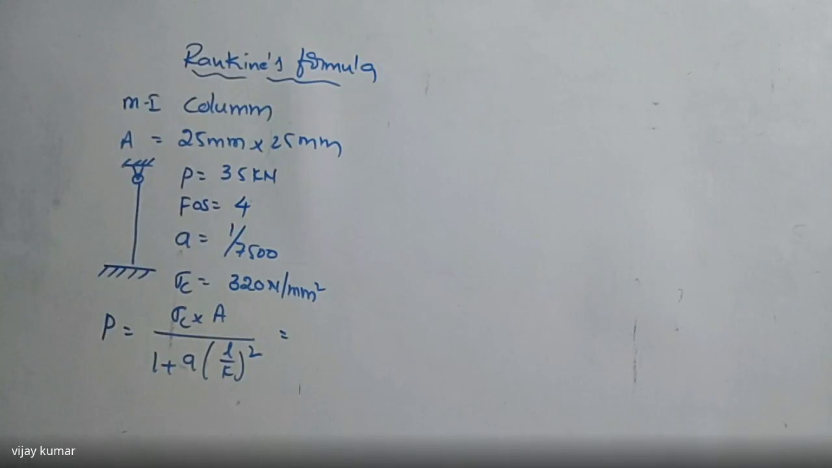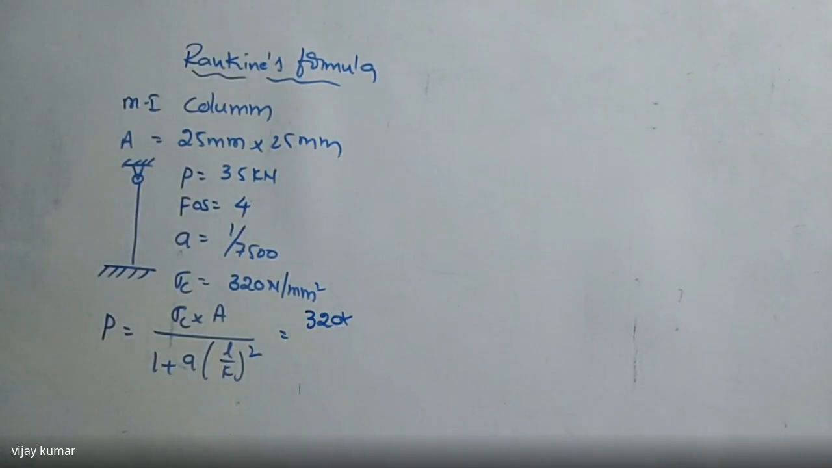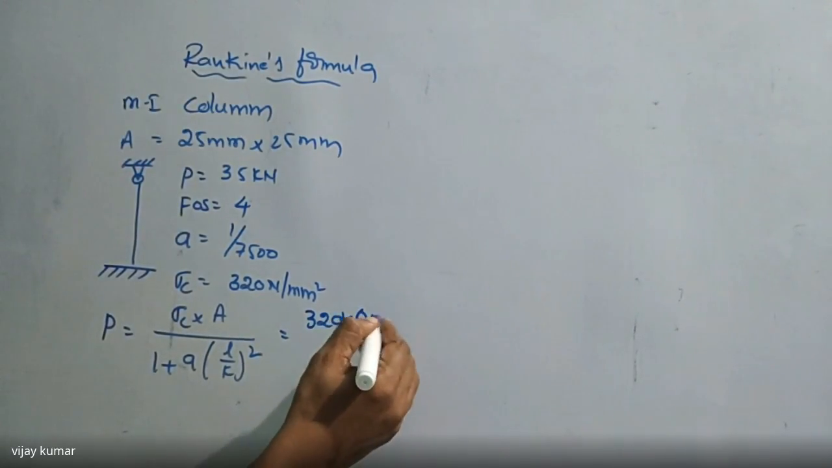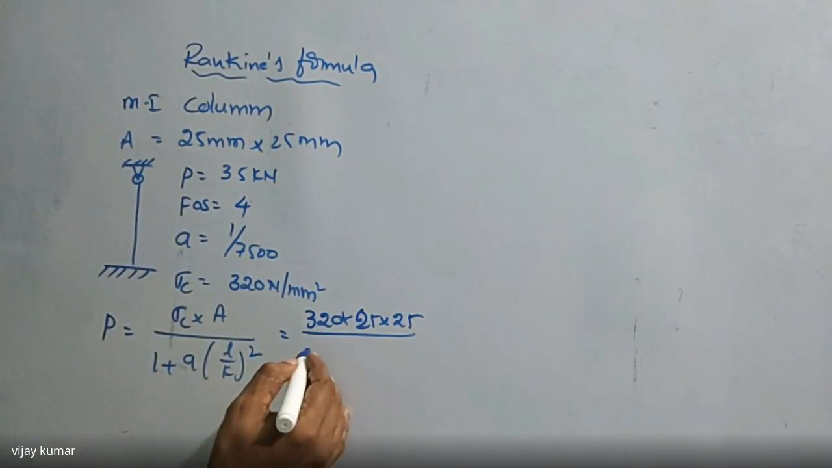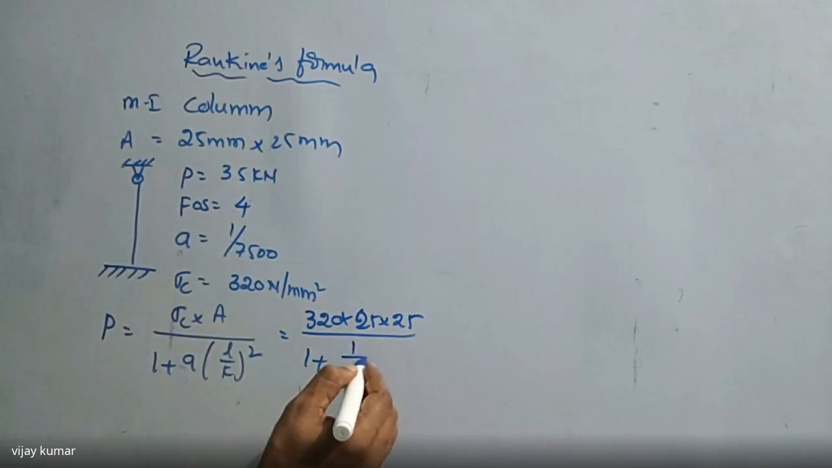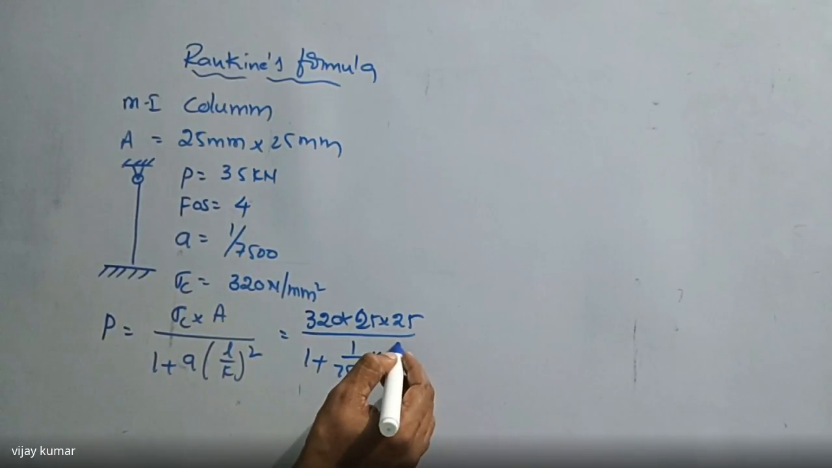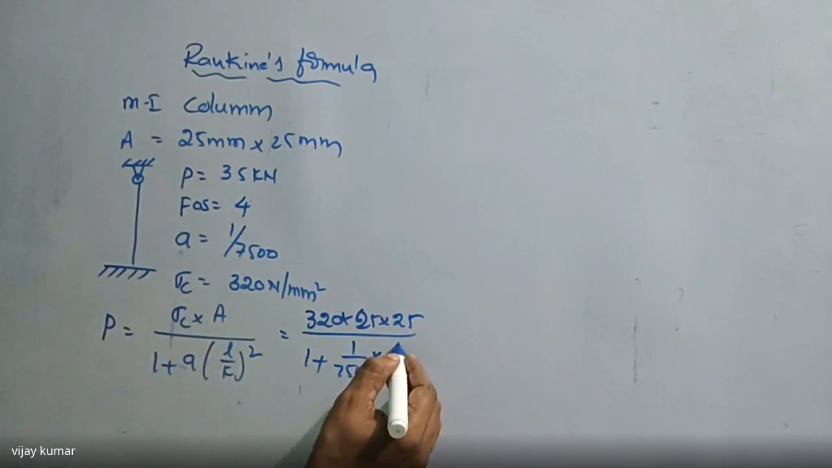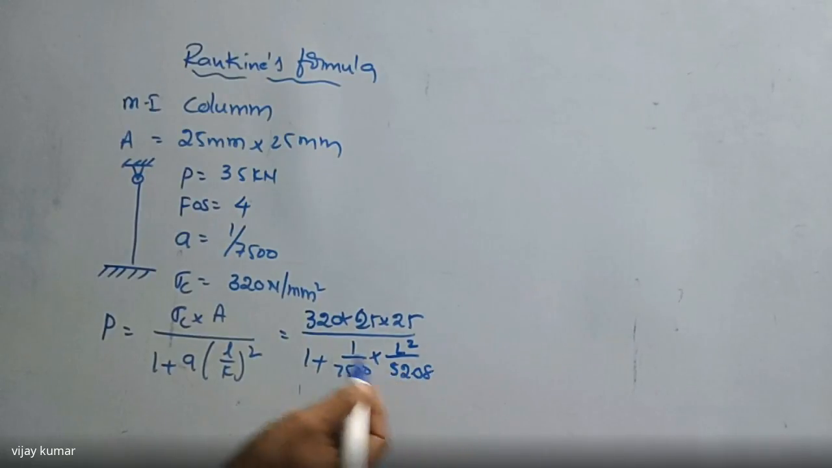Right. So here, what is the sigma C value? That is 320, into area, which is 625, that is 25 into 25. Automatically we can write 625 divided by 1 plus 1 by 7500 into L square divided by K square. The length is not given. K square is 52.08.